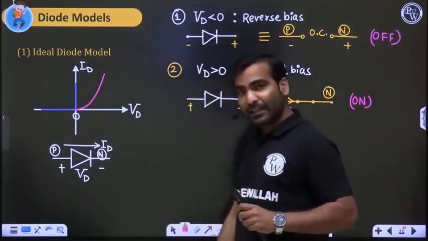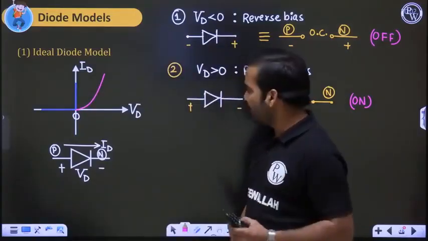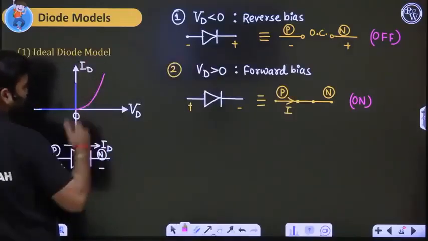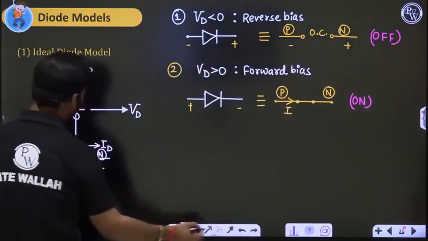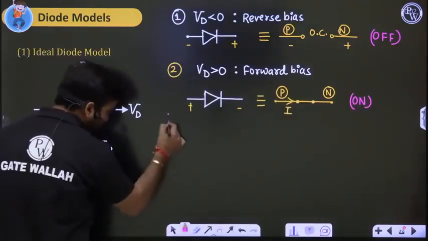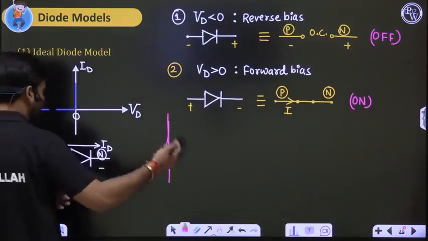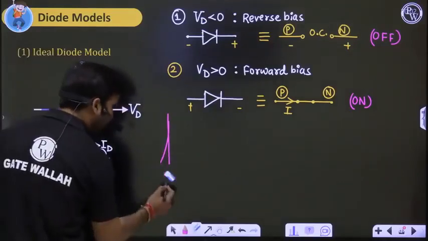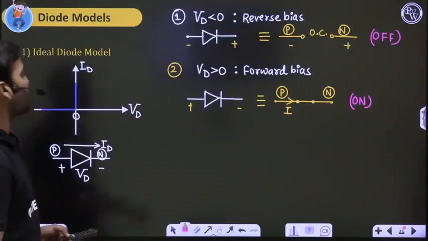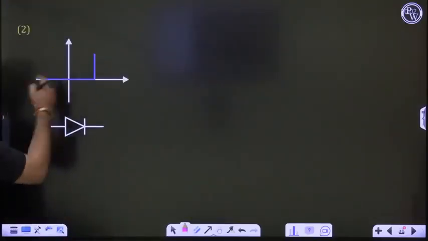But you are asking the scientists why you cannot approximate like that, because this current is exponential. An exponential plot means something like that, very steep. Can you approximate like that? Then it will be better. So according to that, the second approximation comes into the picture. Okay, so the second approximation is this.